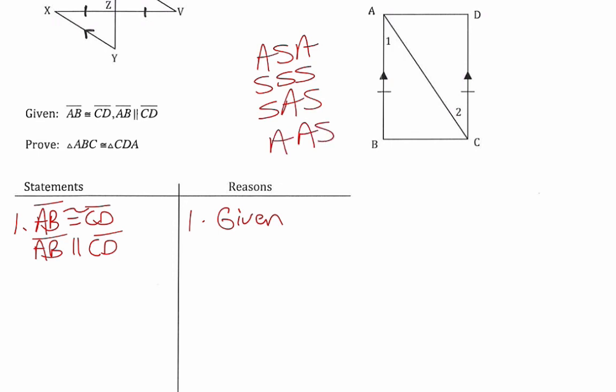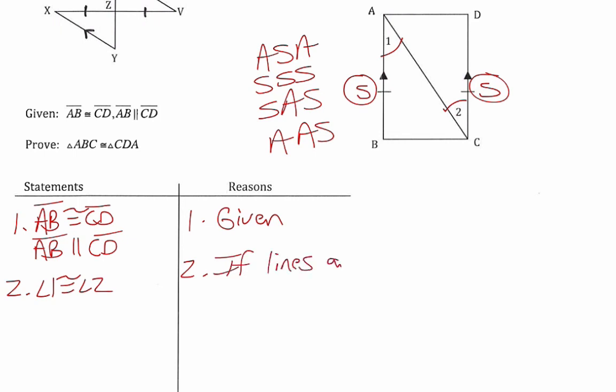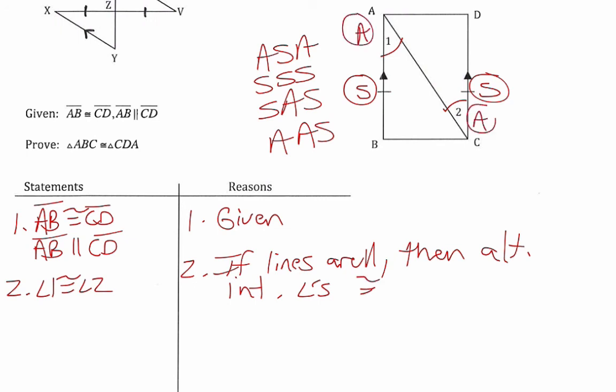So I'm simply going to start looking for angles. I already see that I have one set of sides that are the same. I'm seeing angle 1 and angle 2 marked here, and I see them next to the parallel lines. Those are alternate interior. So angle 1 is congruent to angle 2 because if my lines are parallel, then my alternate interior angles are congruent. And I now have a pair of angles as well.